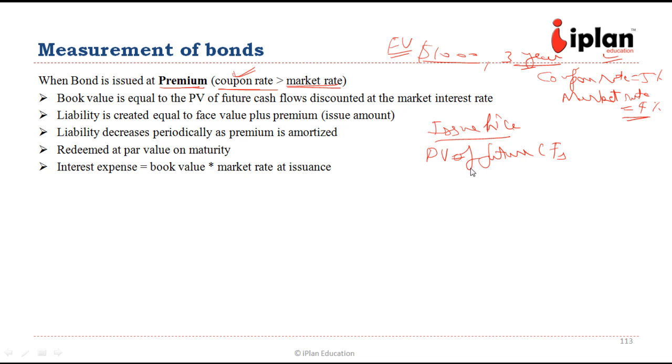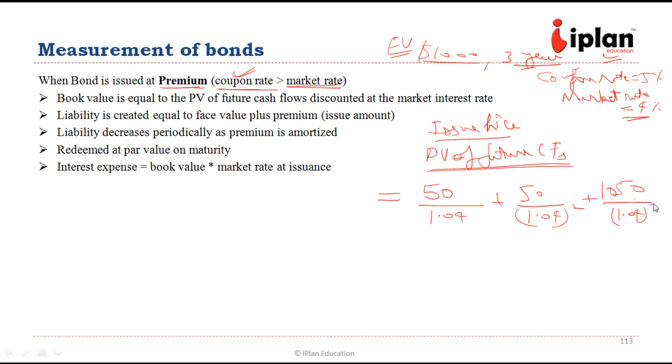So using time value of money, we can calculate. It is going to be equal to 50, the first coupon, divided by 1.04, plus 50, the second coupon, divided by 1.04 to the power 2, and the third coupon plus the principal, so 1050 divided by 1.04 to the power 3. Or we can simply put these values in a financial calculator. We can find out the present value, which comes out to be 1027.75.